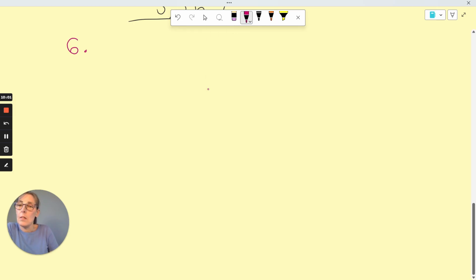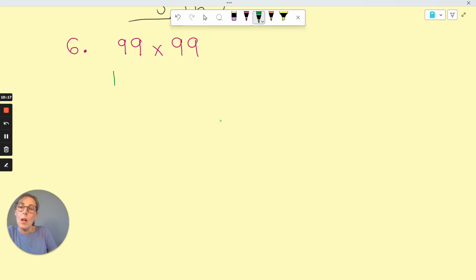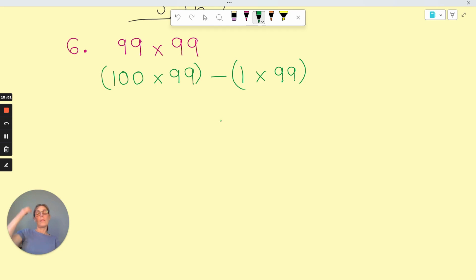So number 6. 99 multiplied by 99. Okay, so I'm going to use a green. I'm going to do 100 multiplied by 99, take away 1 multiplied by 99. I like to use brackets because it feels more comfortable, but you don't need to here. Because of BODMAS or BIDMAS. Because I need 99 lots of 99, I'm doing 100 lots of 99, take away 1 lot of 99, because 100 take away 1 is 99.